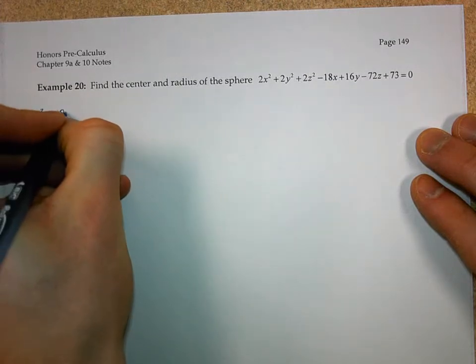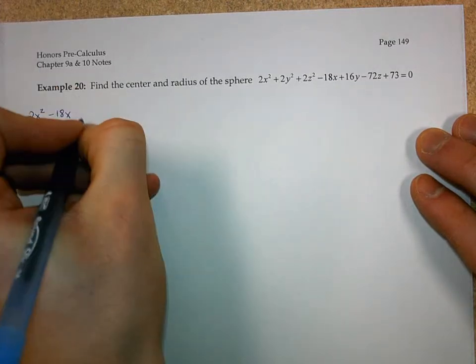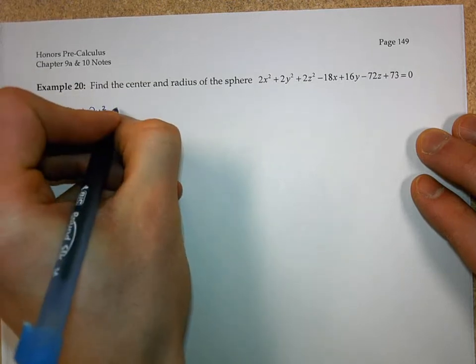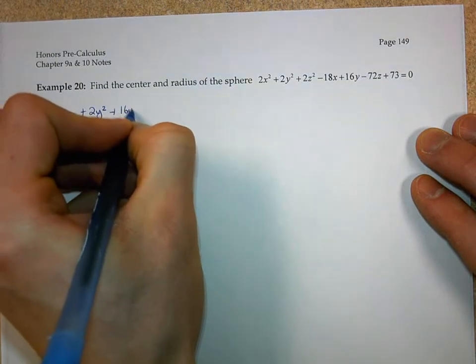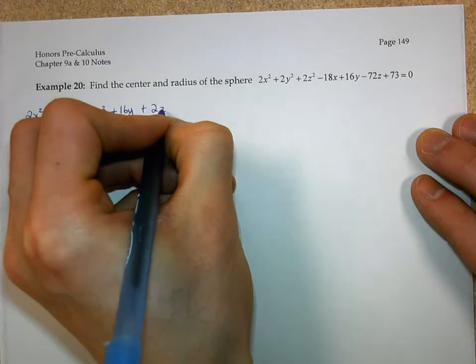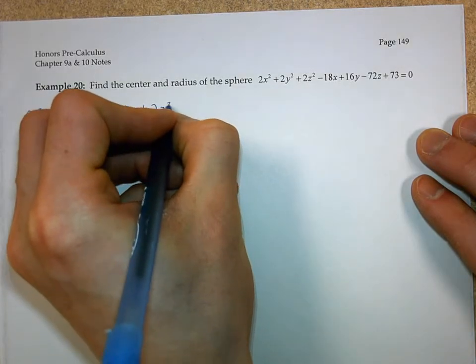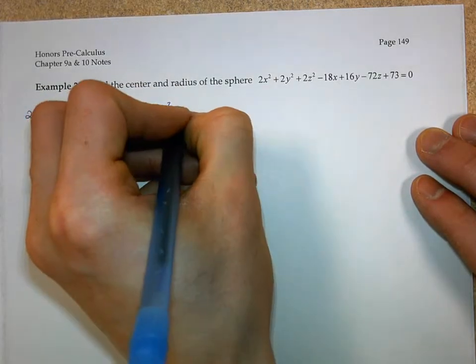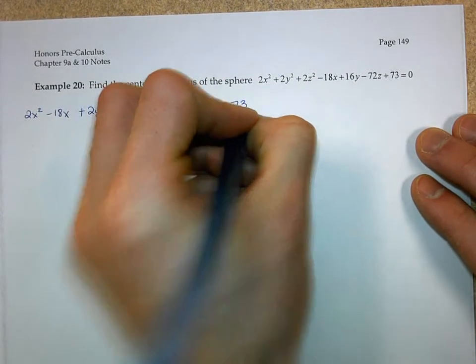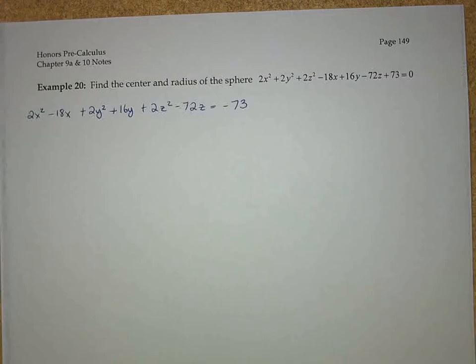So 2x squared minus 18x plus 2y squared, no, actually it's a plus 16y plus 2z squared minus 72z is equal to negative 73. So start by moving all our constants to the other side.